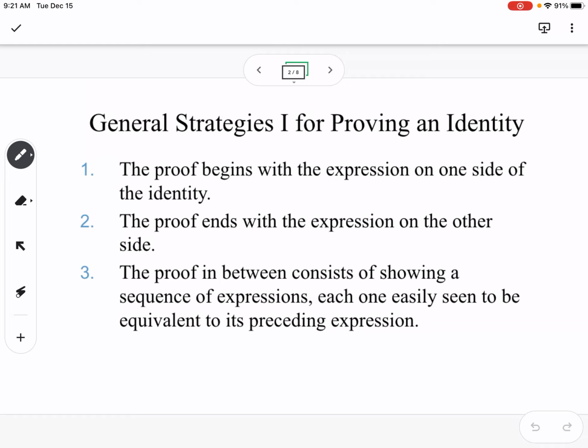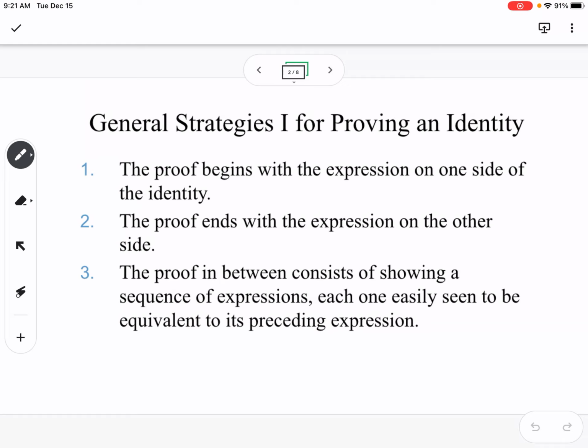So the first set says the proof begins with the expression on one side of the identity. The proof ends with the expression on the other side. So with verifying identities, your goal is to get the left-hand side of the equation to equal the right-hand side. So you're showing through a series of equivalent steps, and that's what it shows for number 3. So the proof in between consists of showing a sequence of expressions, each one easily seen to be equivalent to its preceding expression.